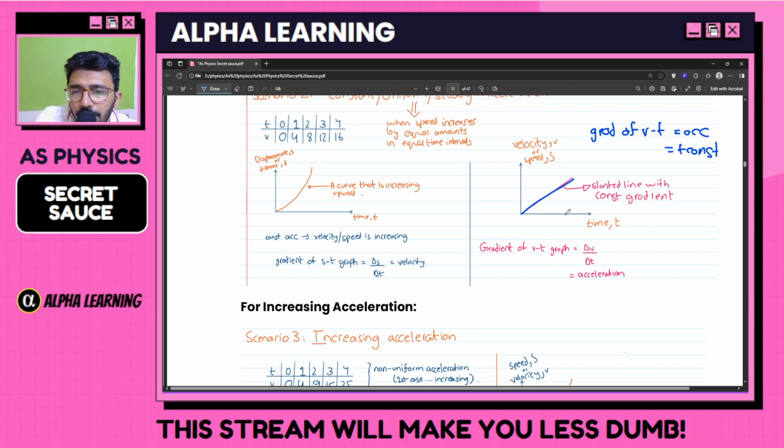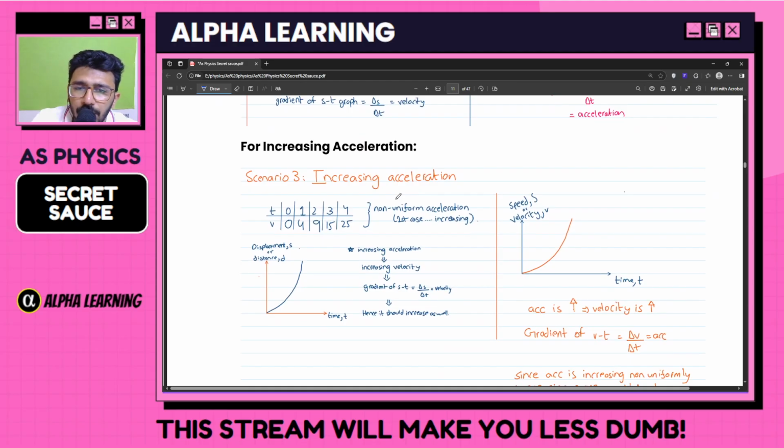Now for the displacement time graph or the distance time graph, can you realize the gradient of this graph is equal to velocity? And since velocity is increasing, your gradient will also be increasing. If your gradient is increasing, you draw an increasing curve like this. Simple. Now let's see what happens when you have increasing acceleration.